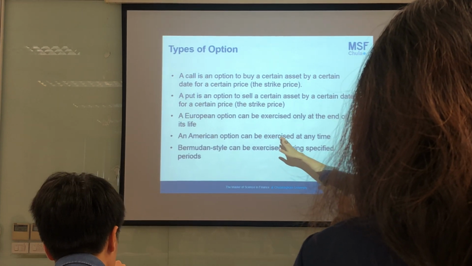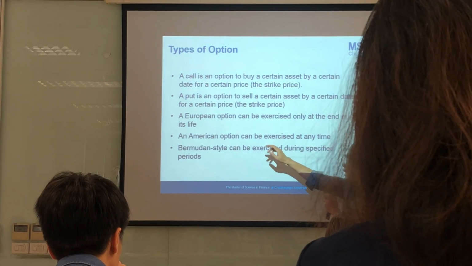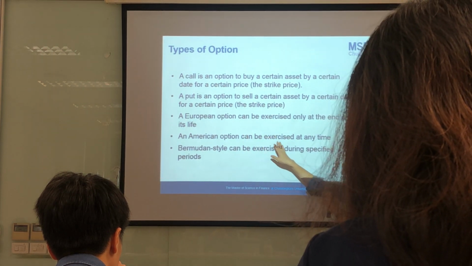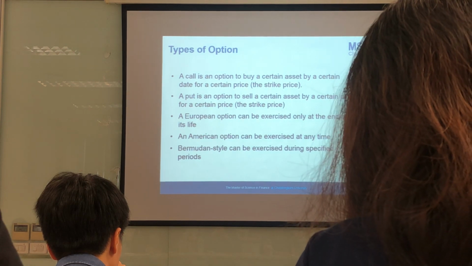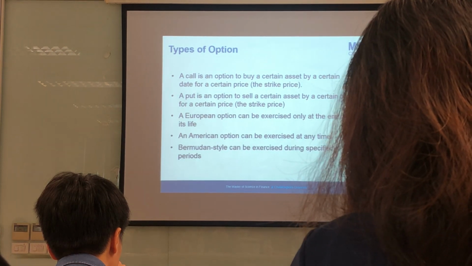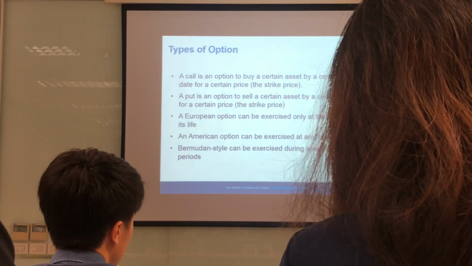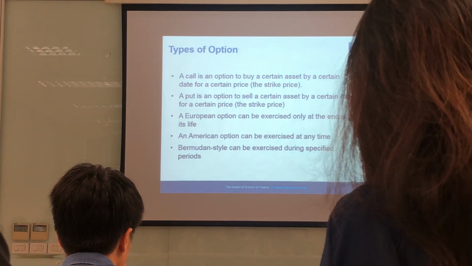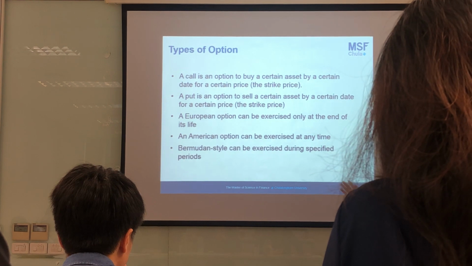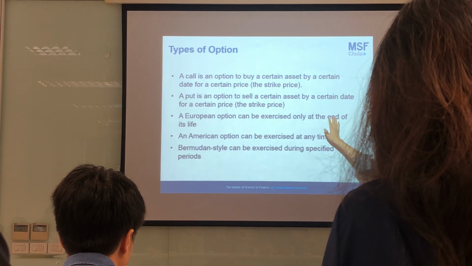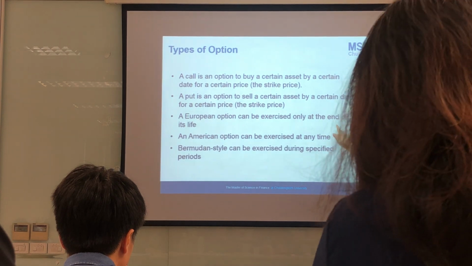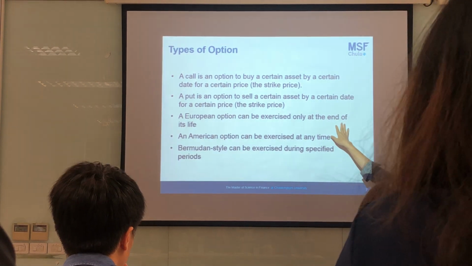However, if the option is an American call option, the option holder can exercise, that is, buy the underlying asset, anytime before the maturity. This is different from the European, where you can exercise or buy the underlying asset only at the expiration date in the case of the call.